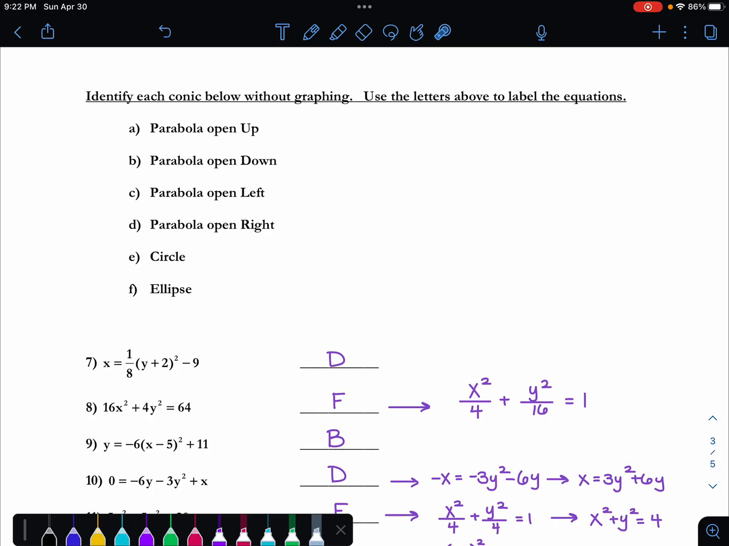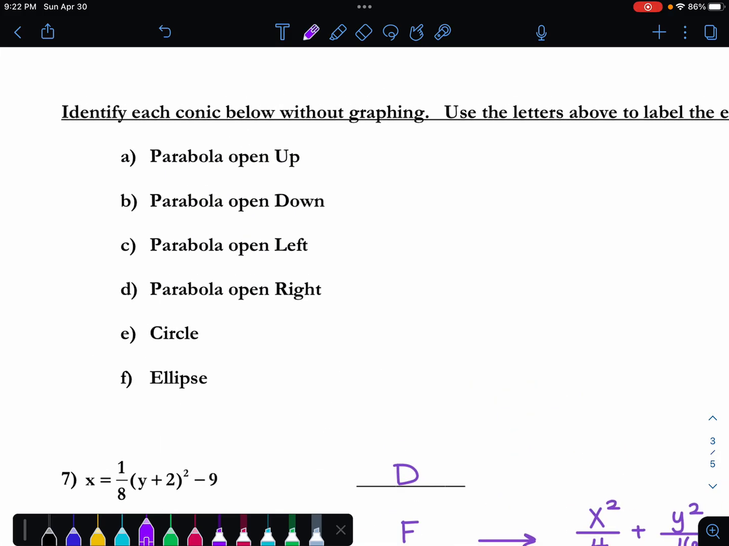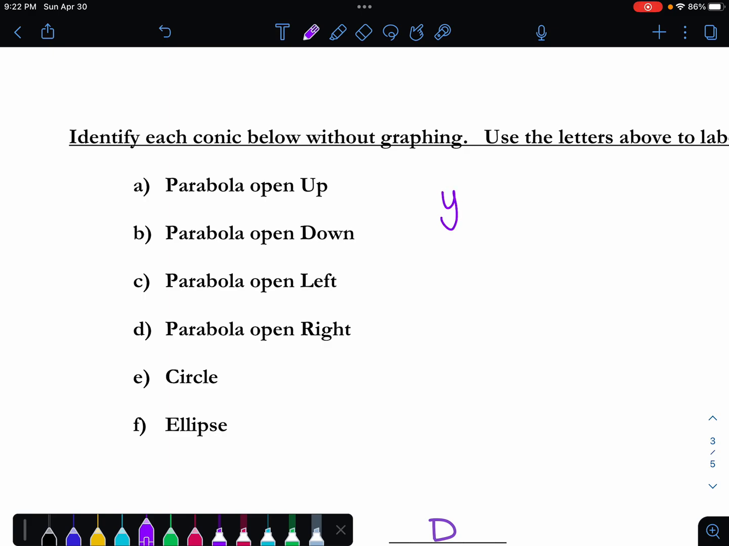Only one of them will be squared for all of the parabolas. So if it's going to open up or down, it's going to be y equals x squared. To open left or right, it'll be x equals y squared, like a horizontal parabola. So only one of them will be squared. A circle is going to have the same coefficients or just one single radius.